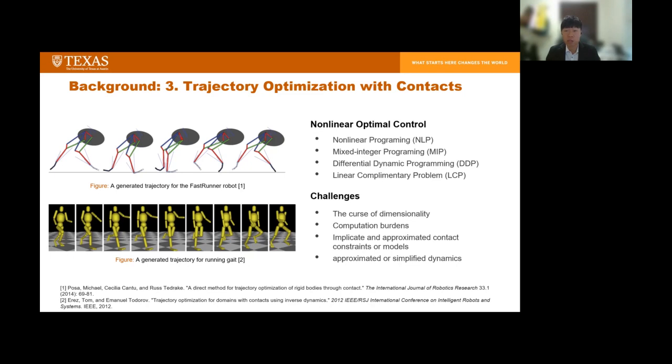Also, we can use simplified models such as centroid dynamics or the linear inverted pendulum model to reduce the dimension of our system. However, the solution to this problem may not fulfill the full body constraints, such as joint position, velocity, and torque constraints. Therefore, it is really important to solve the original nonlinear optimal control problem in a computationally efficient way.